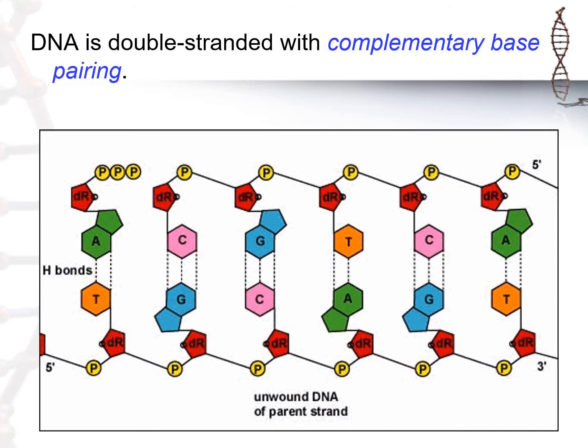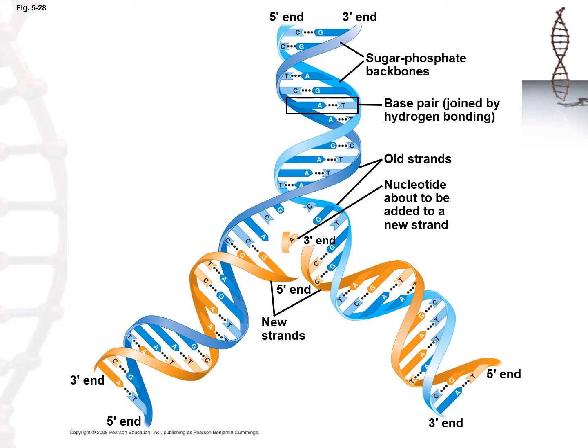A's and T's only have two hydrogen bonds holding them together. C's and G's have three. Because one strand predicts the sequence of the other strand, complementary base pairing is the mechanism that is used by the cell to copy DNA when that is needed.